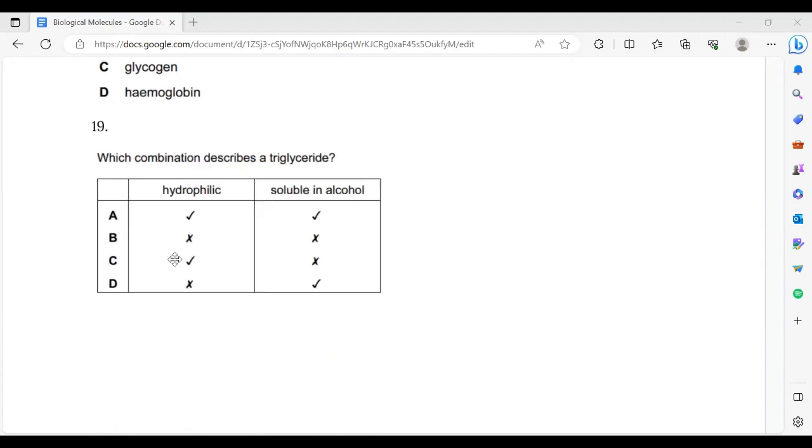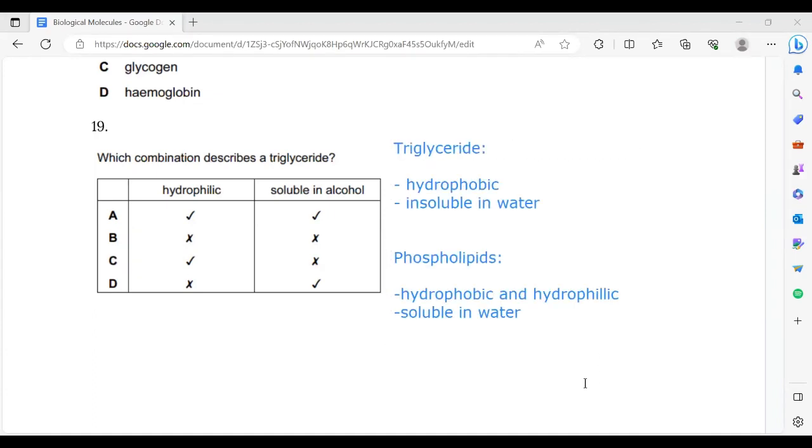Moving on to question number 19, which combination describes a triglyceride? There are two options, hydrophilic and soluble in alcohol. For this, you have to remember the characteristics of a triglyceride. Don't get confused between phospholipids and triglycerides. Triglycerides are hydrophobic and are insoluble in water. Phospholipids have both hydrophobic and hydrophilic parts, and they are soluble in water.